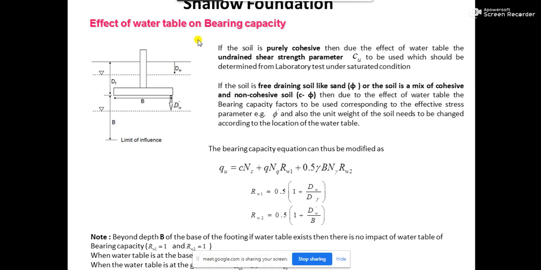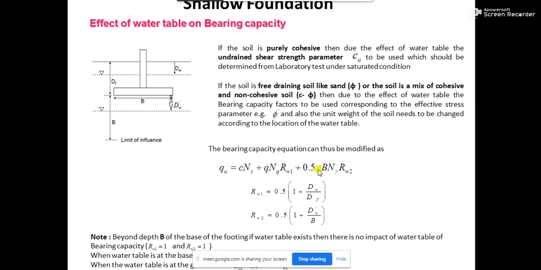okay. So when we are talking about this Rw2 factor, it will impact this B term. So when the water table is within this depth B below the bottom of the footing, only then will you be applying this Rw2 factor. Okay. So what you are doing with this Rw2, very clearly understand this. This is very important. With this Rw2, actually you are impacting this gamma.